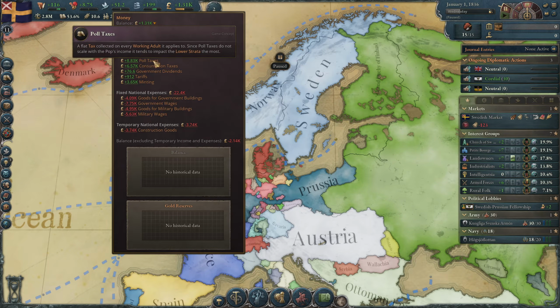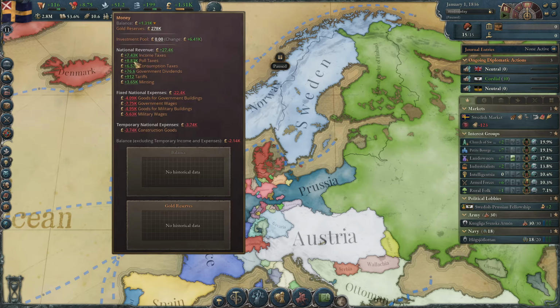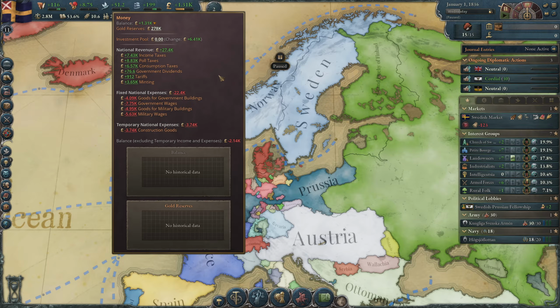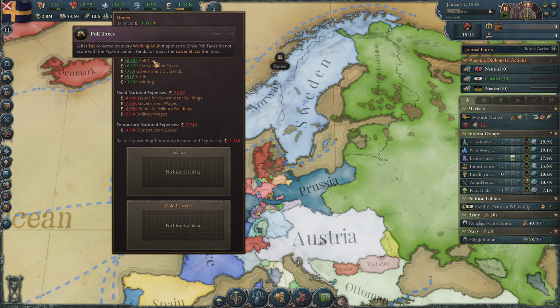Then we have poll taxes. That is a flat tax collected on every working adult. Since poll taxes do not scale with the pop's income, it tends to impact the lower strata the most. Yeah, this is just a flat tax that everyone that works needs to pay. So that's pretty mean, right?